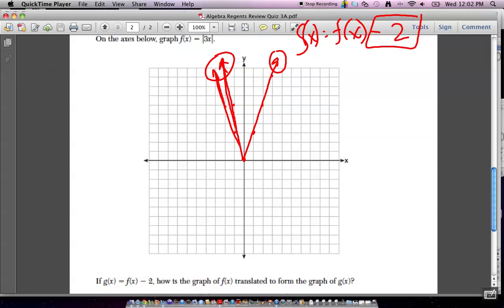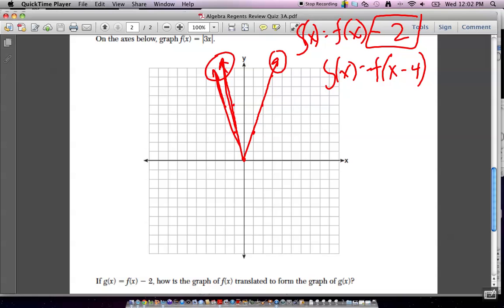The next one says g of x is f of x, I think it says minus 4. If it's inside the parentheses, what is it? It's not vertical shift, what is it? Horizontal shift. And it's reversed. So it's 4 units to the right. So what we're looking for is 4 units to the right on that.